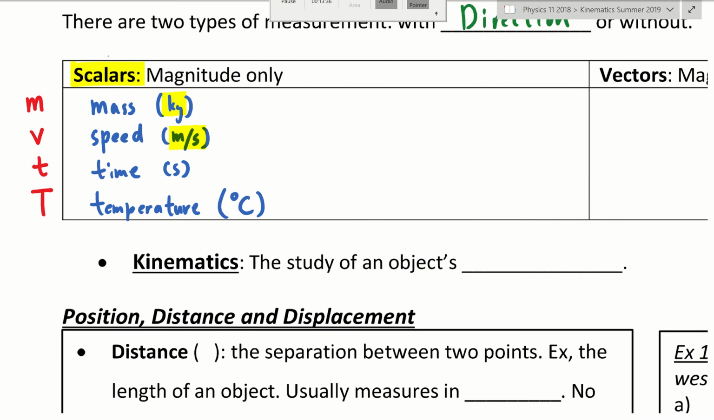Someone asks you, what time is it right now? It's 5 o'clock when I'm facing south. See, that doesn't make sense. You don't have to say you're facing south. Why do you need to tell people you're facing south? It's not like it's not 5 o'clock if you're facing east, right? So time doesn't need direction, magnitude only.